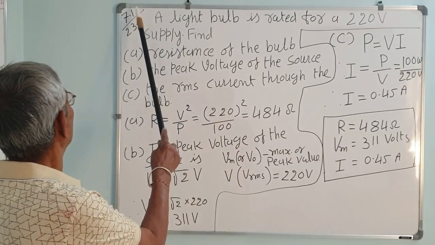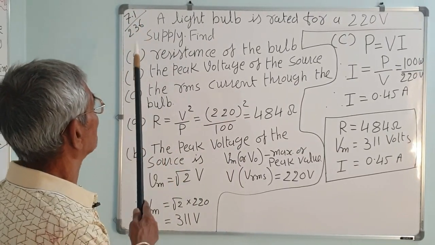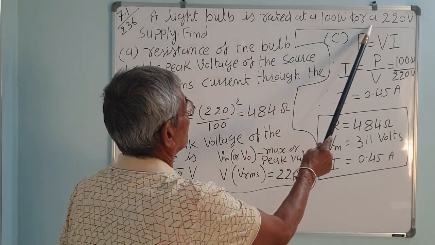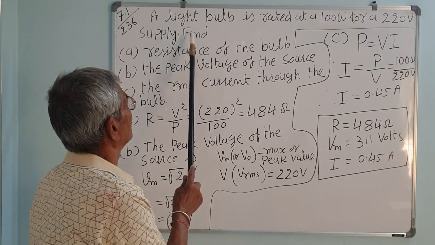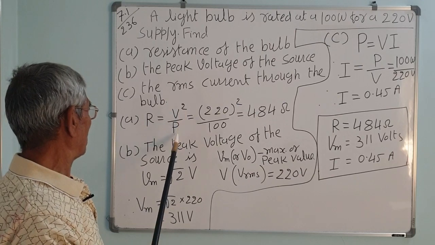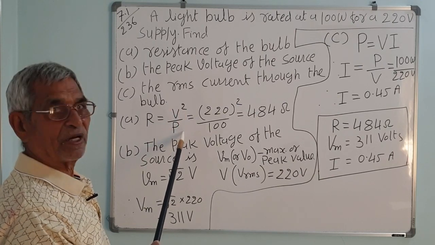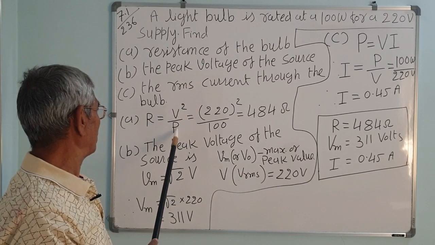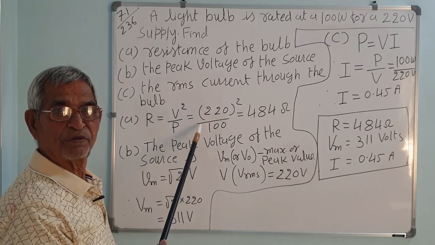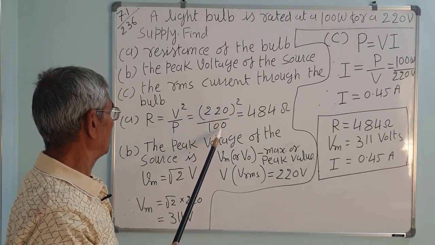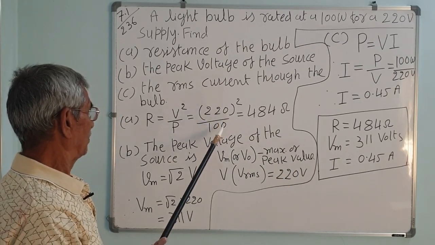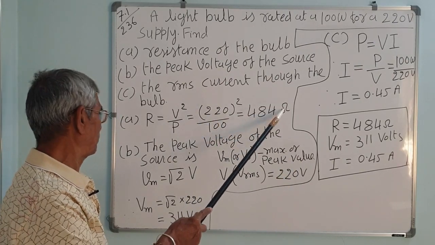Example 7.1 on page number 236. A light bulb is rated at 100 watt for a 220 volt supply. Find number 1, the resistance of the bulb. The resistance of the bulb is given by V square upon P, because we are given V and P, so we have used this equation. There are different forms of equations. Whatever data is given, according to that we have to use. So 220 square upon 100, voltage is 220, whatever we get from the mains, that is the RMS value, upon 100 is the power, that is 484 ohms.